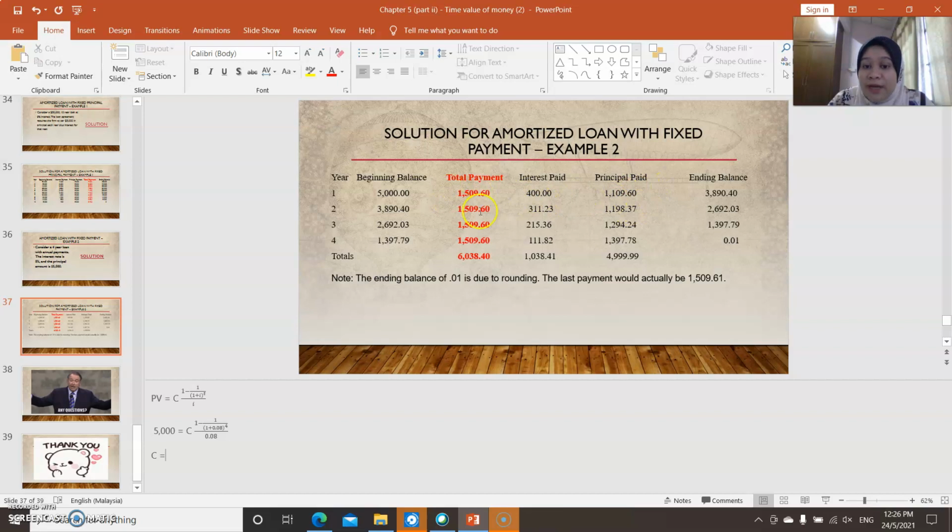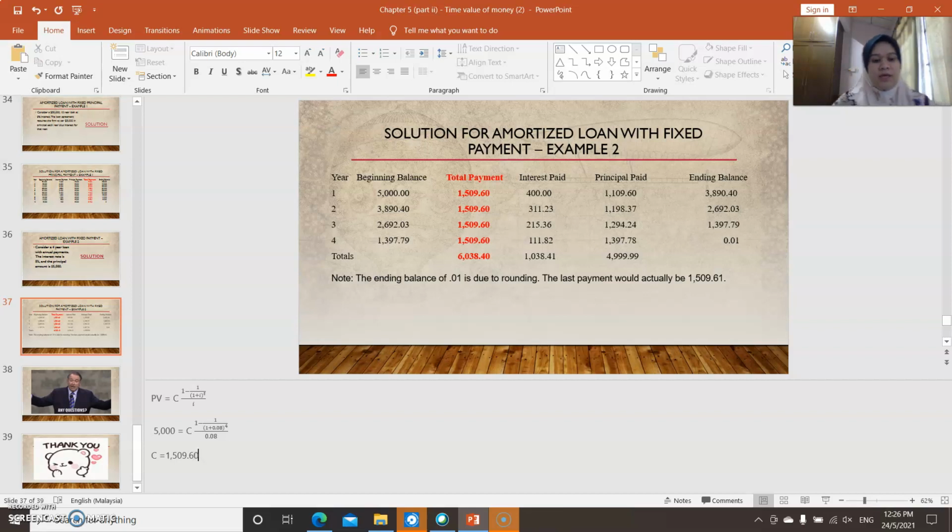So you find the total payment using the present value of annuity formula. If let's say you are given only one amount, only the beginning balance, you need to use this formula in order to find what is the C. Alright, so what is the C? The C will be 1509.6.